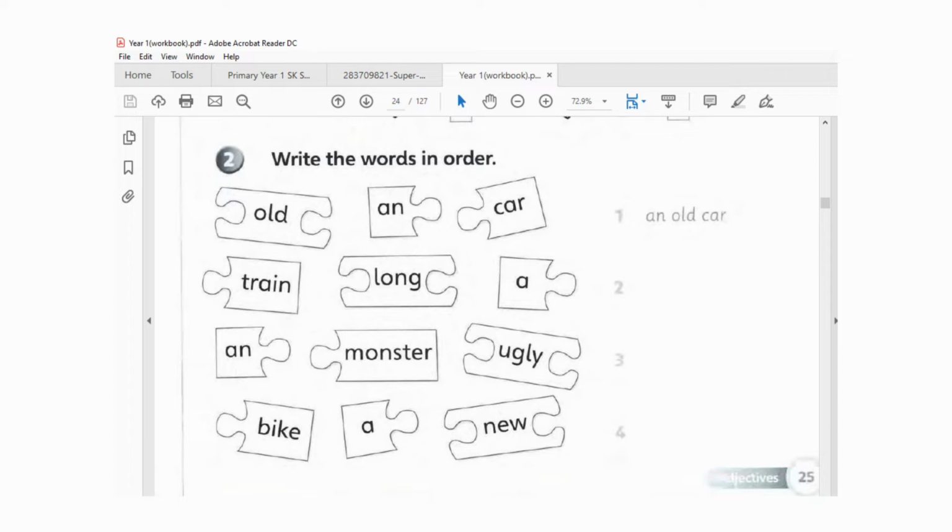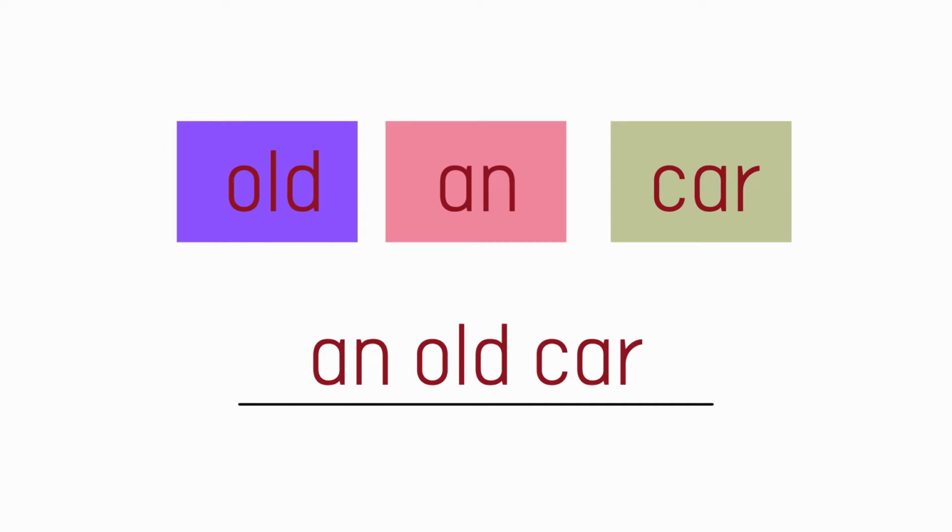You have learned how to put an adjective like old, long, ugly, and new before the name of an object to make a longer phrase. Old and car. We put article an at the front. We put adjective old in the middle. Then we put the name car at the end. So it becomes an old car.